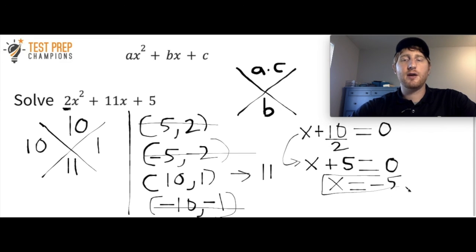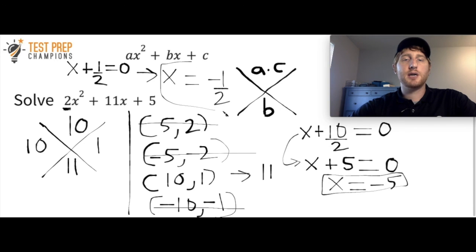Now I need to go find the other solution, and I've got this 1 to work with. So basically, I'm going to write x plus 1 equals 0. But there's one important thing I need to do. I need to take this 2, and I'm going to do 1 divided by 2. So I have x plus 1 over 2 equals 0. If I subtract 1 over 2 from both sides, I'll get x equals negative 1 over 2. And that is my second solution.